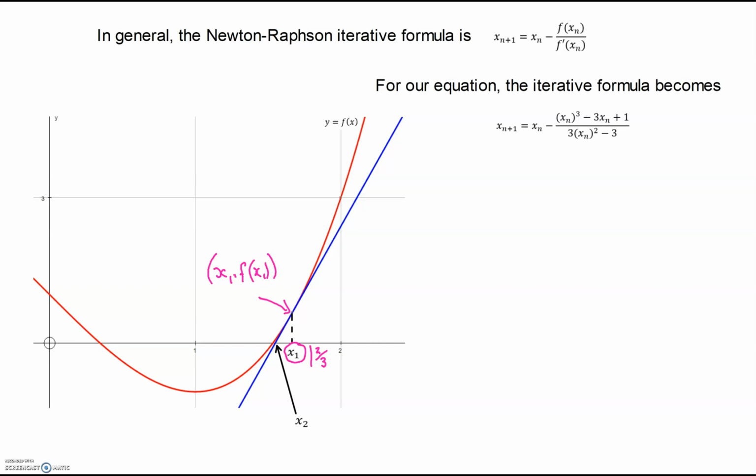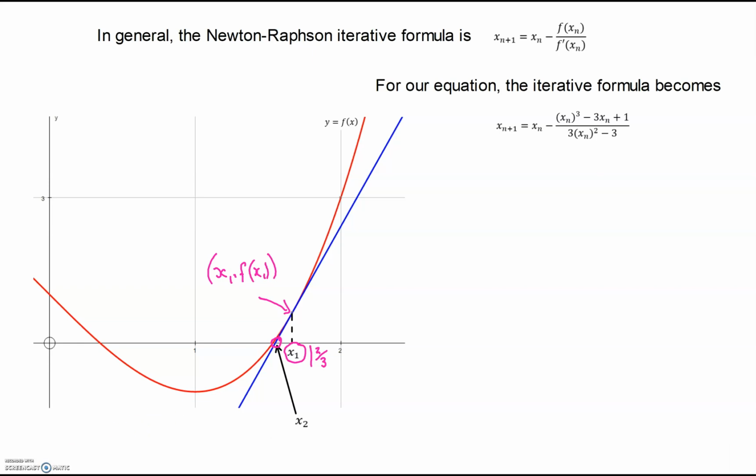And the tangent to the curve is then going to cut the x-axis at this point down here, and that is going to be our x2. And you can see that each progressive x0, x1, x2 is getting closer and closer to the root, and it's actually going to converge on that root pretty quickly.